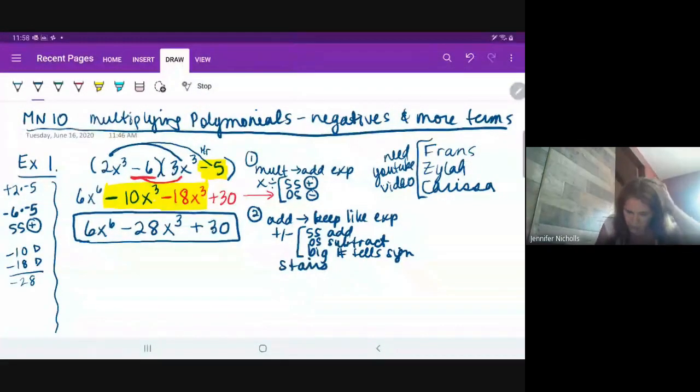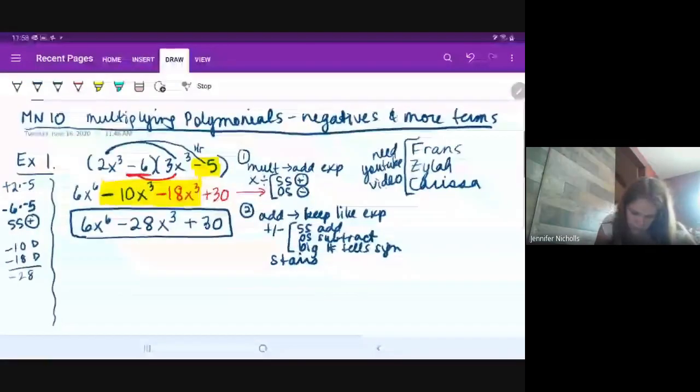Okay, so let's go to another one. Okay, so this is kind of a tricky one. So example 2.